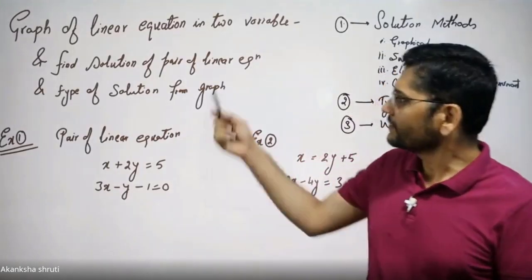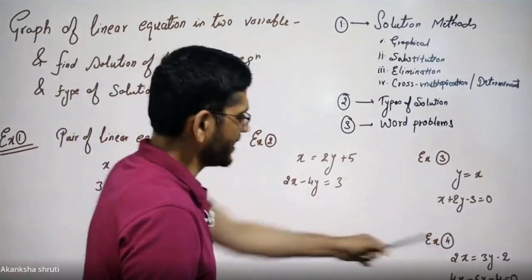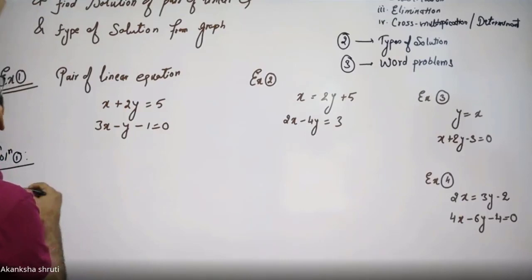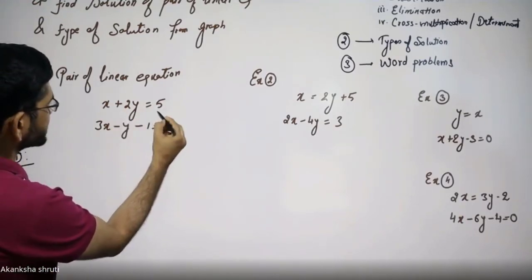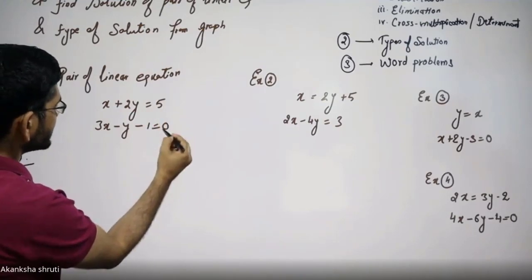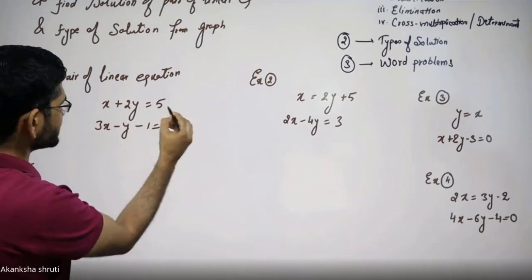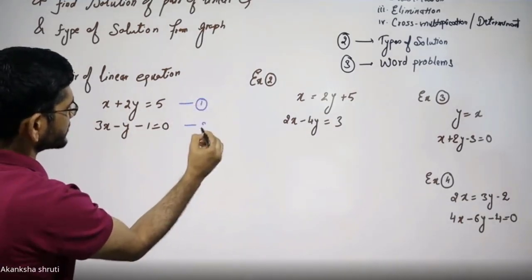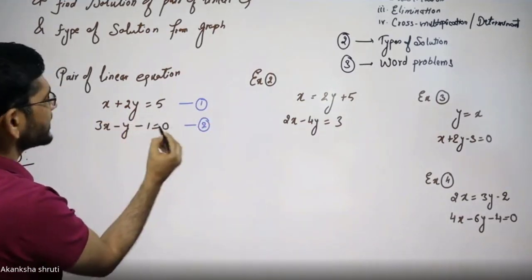So students, let us start with an example. I have listed four examples. I will solve all of them. Let us consider example 1. In this example, first we will plot the graph for the first linear equation, then for the second linear equation. A better habit is to mark the first linear equation as equation 1 and the second as equation 2. Or you may call the first linear equation line 1.